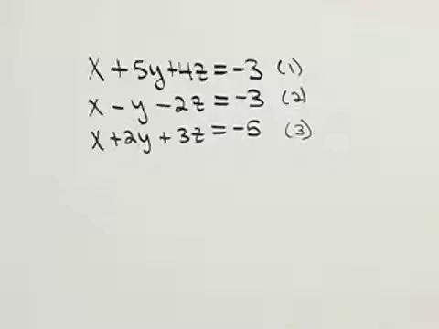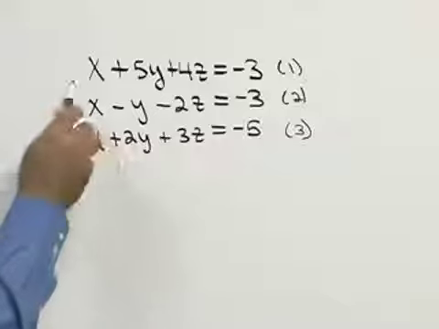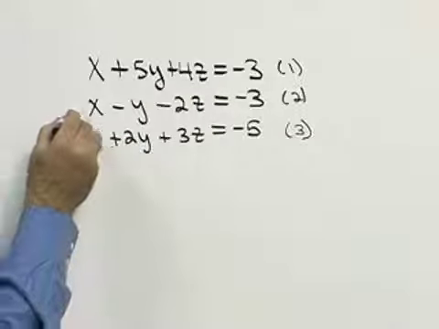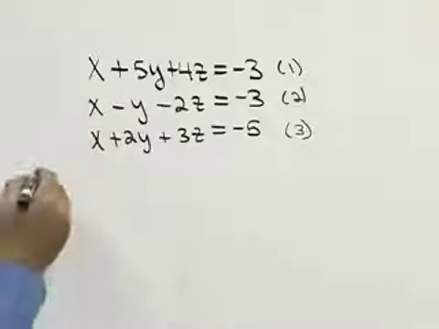Let's solve the system of equations: x + 5y + 4z = -3, x - y - 2z = -3, x + 2y + 3z = -5. Well, let's get rid of x's this time. If we take the first and the second equation, and multiply the second equation by -1, our x's will drop out.